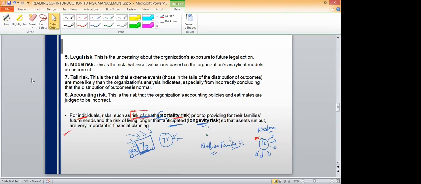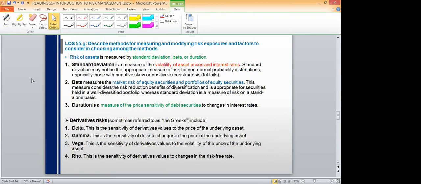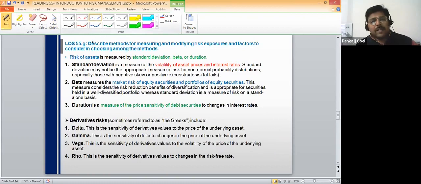Yes sir. So now there are different measures. You have already done them. So you know what standard deviation is. It is a measure of total risk. You have done skewness, kurtosis. Then you know what beta is. Duration, this concept will come in detail.